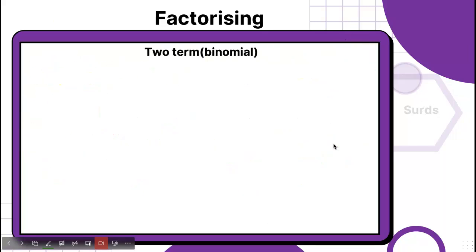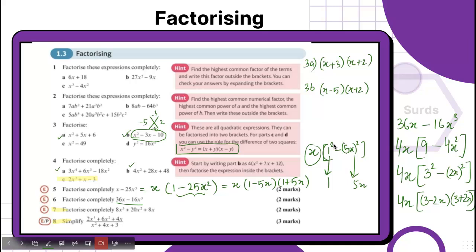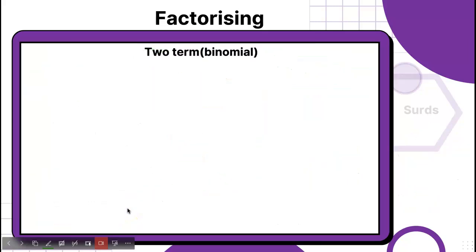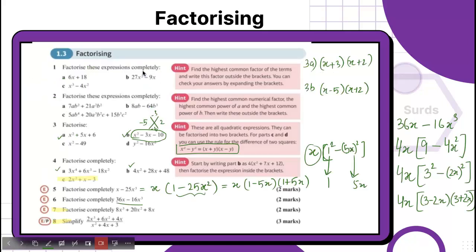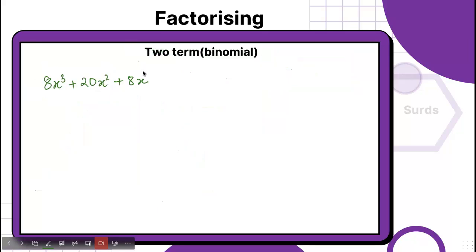Okay, so now let's go back to the practice book and see if we can solve some more questions there. Let's write this, 8x cubed plus 20x squared plus 8x. Okay. Now let's see. We can take 4 out and x as well. So it would be 2x squared plus 5x plus 2.